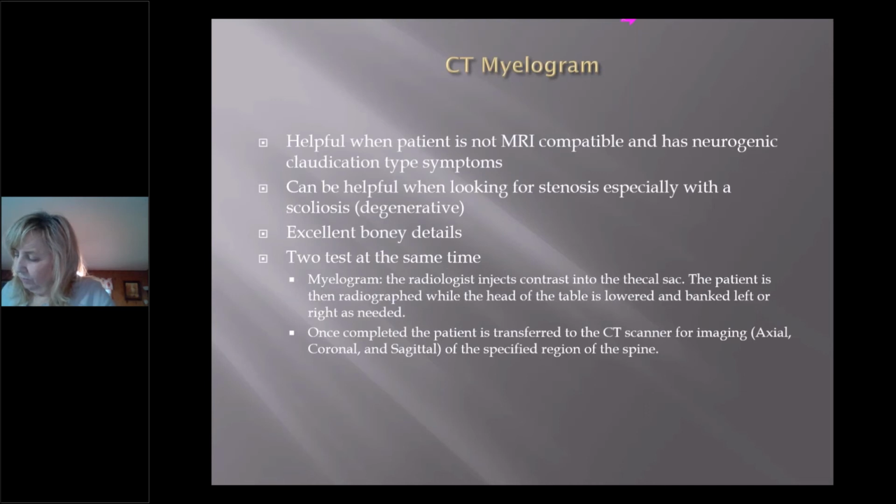This can be very helpful when we're looking at stenosis, especially in degenerative processes. Again, we get excellent bone detail because the CT is there. And it's two tests at once. The myelogram is where the radiologist is injecting dye into that thecal sac, and they take lots of pictures. And then shortly thereafter, within a few minutes later, they then do a CAT scan, which includes axial, coronal, and sagittal reformats, which gives you then an idea of if there's any significant neurologic compression.